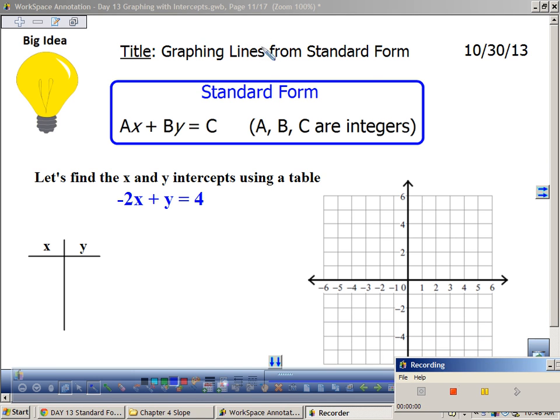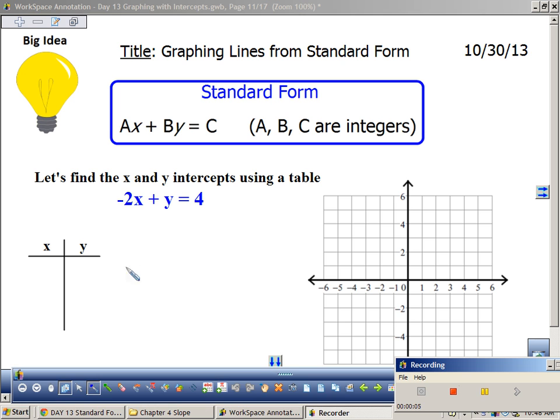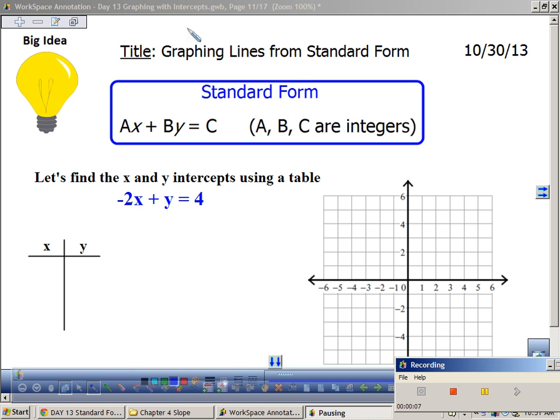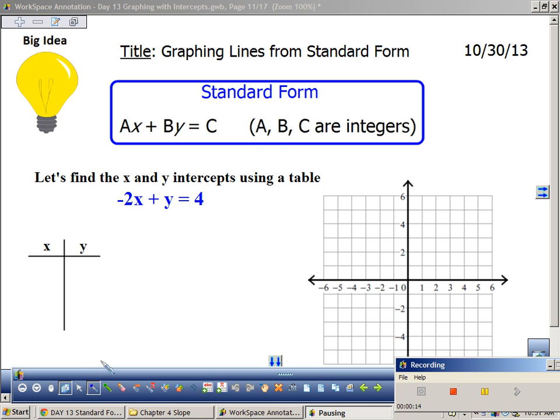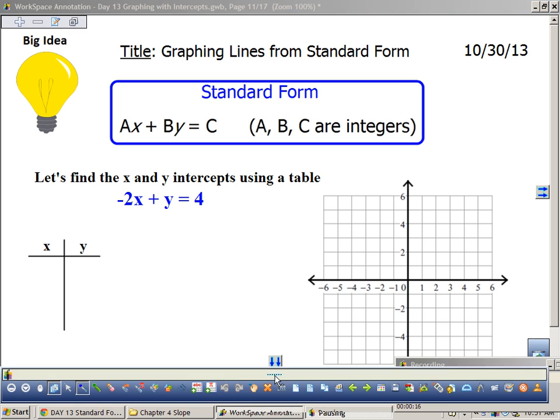So today we're going to graph lines from standard form. Go ahead and copy down this slide for me, and then we're going to talk about it. Okay, so let's find the x and y intercepts using a table. This looks like the exercise that we just did. So I'm going to use a table now.